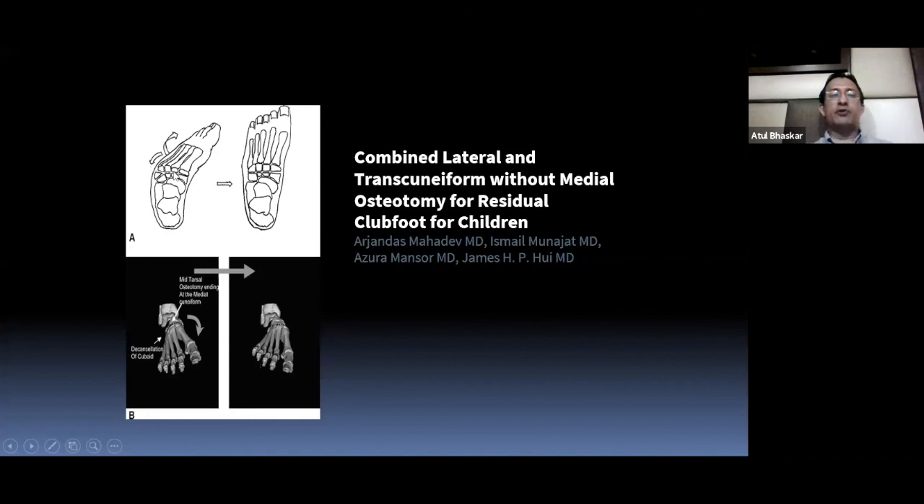So that is the advantage of midfoot osteotomy: you can correct all the components of the deformity in the forefoot and the midfoot with one single osteotomy. And one must correct the supination as well. So in the exam, don't forget to mention the supination as well as adduction in a relapsed club foot.